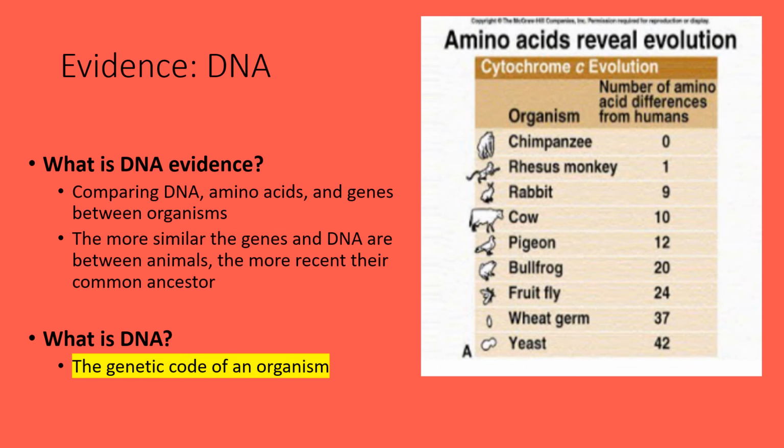All right, so let's look at DNA evidence. When we look at DNA, we're comparing the DNA, amino acids, and genes between organisms. So we could look at humans, chimps, plants, or a bug. We can compare the DNA for any organism and see how similar it is. The amino acids, remember, essentially make up DNA. We want to look at similarities and differences to see whether organisms are closely related or distantly related.